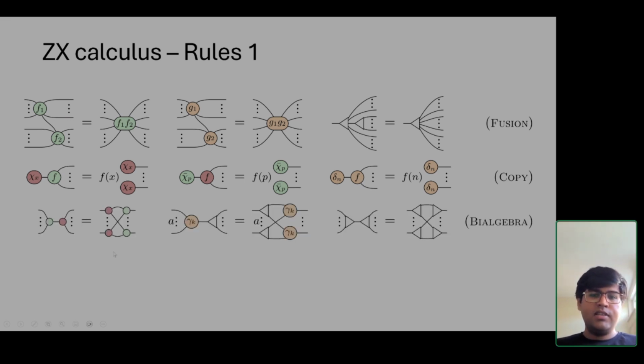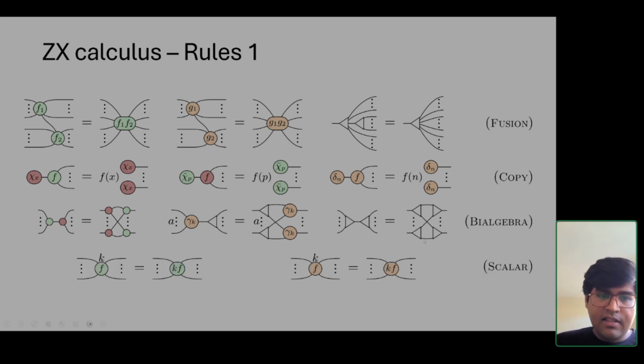Next, we have the bialgebra. Most people are familiar with the ZX bialgebra, but there's also a bialgebra between the Fock spider and the W node, as well as two W nodes. And lastly, we have the scalar rule, which says that if there's a global scalar outside, we can simply put it inside the Z spider where it multiplies the function.